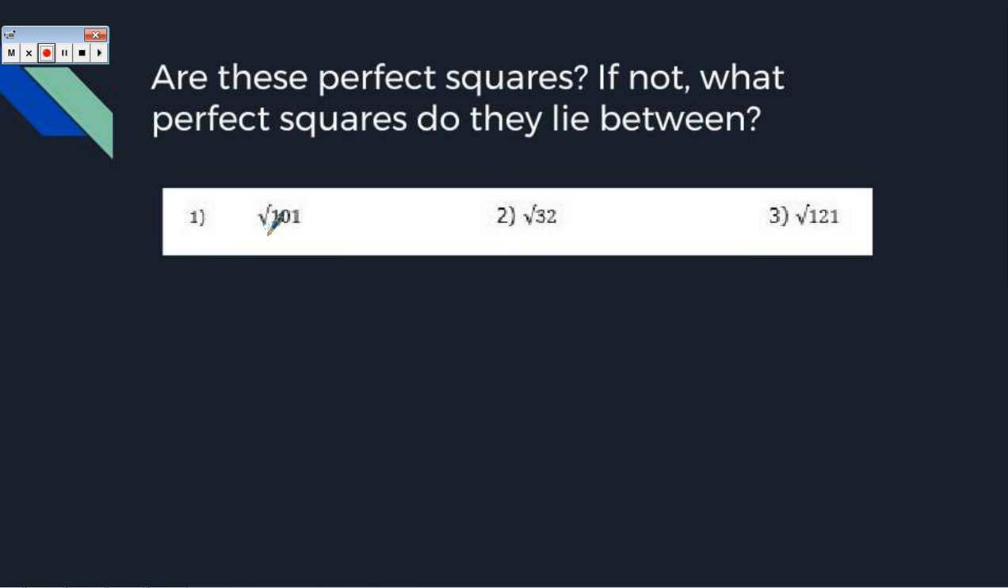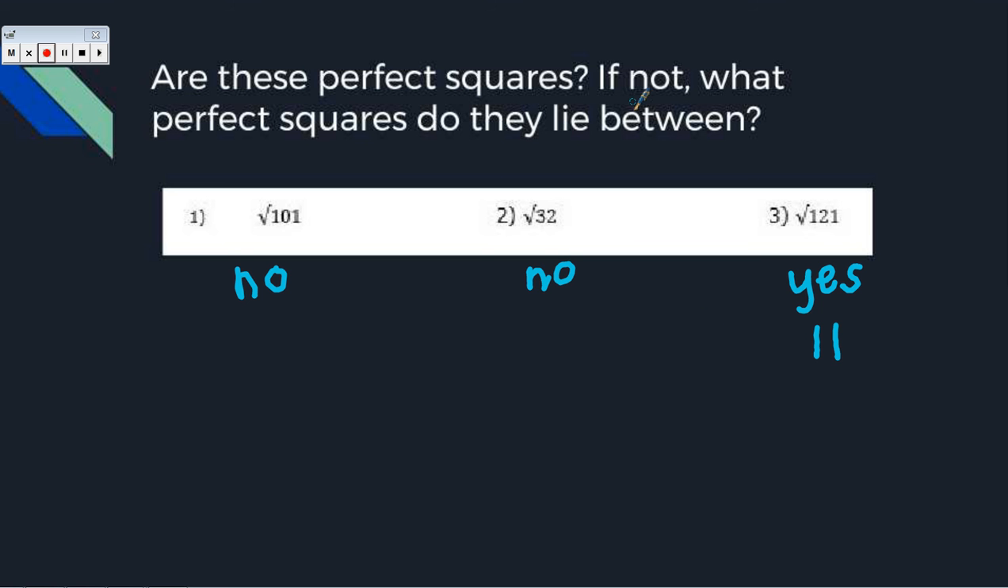Looking at example 1, the square root of 101 is not one of our perfect squares, so I'm just going to go ahead and say no to that one. The square root of 32 in number 2 is also not one of our perfect squares. However, in number 3, the square root of 121 is a perfect square. So that one is perfect, and that is for 11. So the square root of 121 is equal to 11.